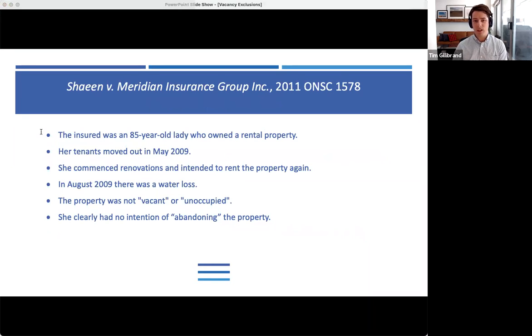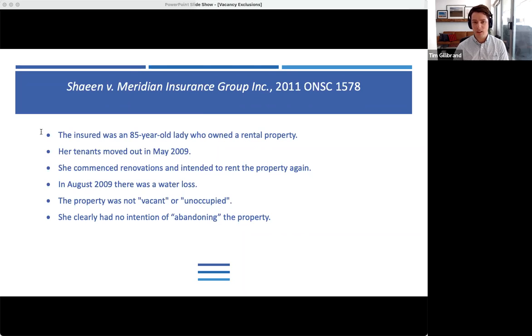So just as an example of the broader exclusion and how it's been interpreted by the courts, I've got the case of Shane versus Meridian, which was a 2011 Ontario Superior Court decision involving an 85-year-old lady who had a tenant at her property. The tenant moved out, and then the lady started doing some renovations on the property, and she was attending quite regularly. Several months into the renovations, there was a water loss, which was apparently caused by some vandals. The insurer denied based on the vacancy exclusion. And again, the policy had one of these broader exclusions, which didn't define some of the key terms. It just said that there's no coverage if the property is vacant or unoccupied.